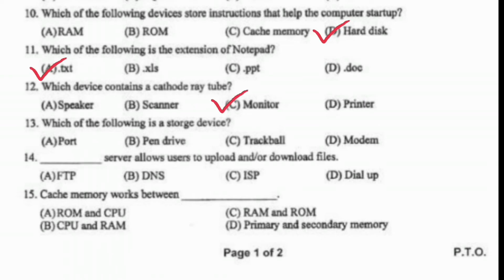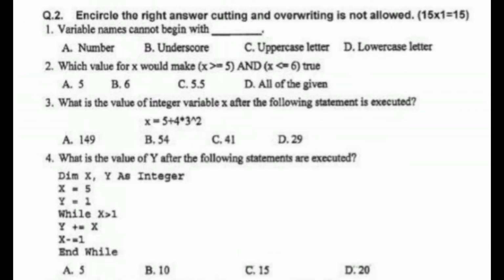Which device contains a cathode ray tube? Monitor. Which of the following is a storage device? Pen drive. Dash server allows users to upload and or download files. FTP, file transfer protocol. Cache memory works between CPU and RAM. Variable name cannot begin with a number. Which value for x would make x greater than or equal to 5 and x less than or equal to 6 true? The AND operation is being used. If we put 5, 6, and 5.5 and check, all three times the value comes out true. So the answer will be all of the given.